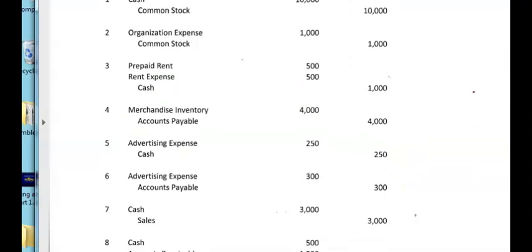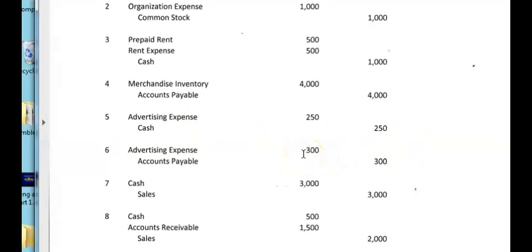Number 4, they bought merchandise inventory on credit. Asset goes up, debit. Liability goes up, accounts payable, credit. Debit and credit, balance. Okay. Number 5, they did advertising expense, paid cash for it. Cash is an asset. Remember, asset debit goes up, credit goes down. So cash goes down, $250. Expense goes up, debits and credits, balance.